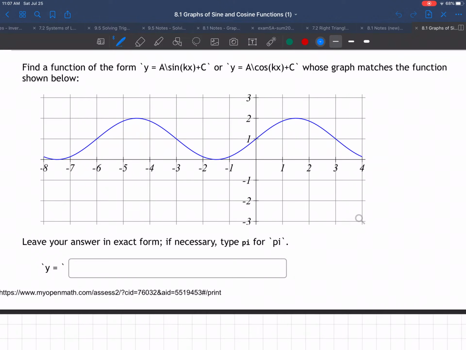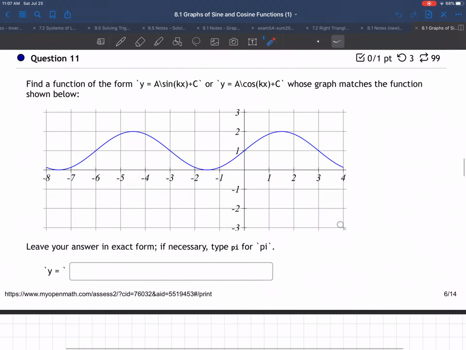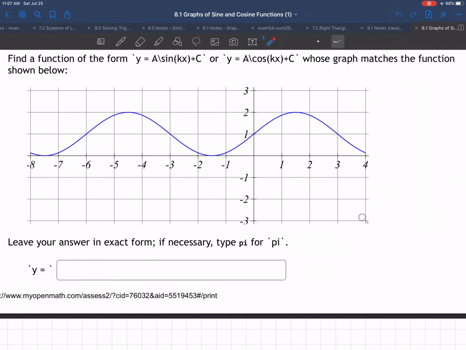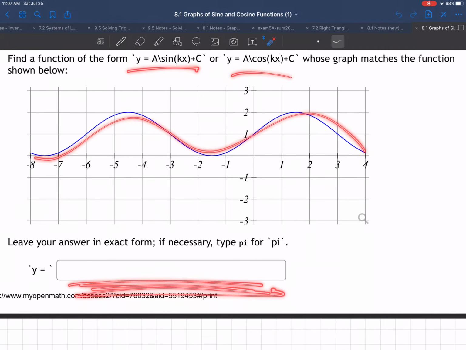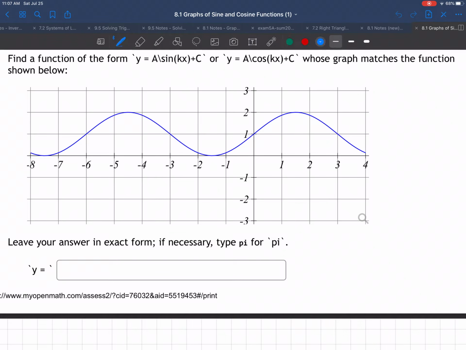Here's an example in which they give us a function. So they're giving us this sinusoidal function, and they're wanting us to come up with the equation. Well, they want us to write the function from the graph. So they give us the graph, we give them the function. How do we do that?